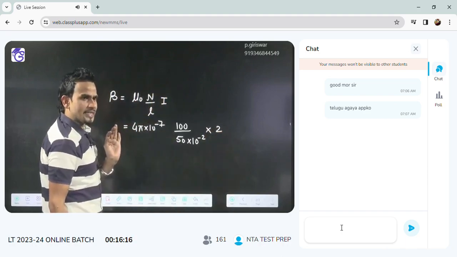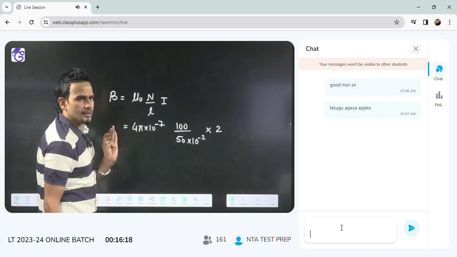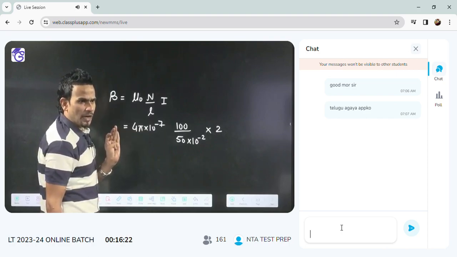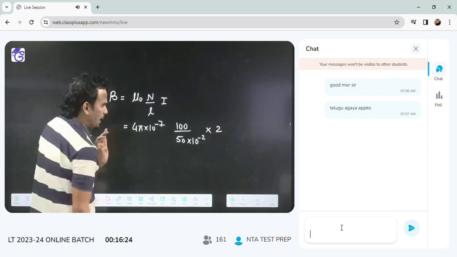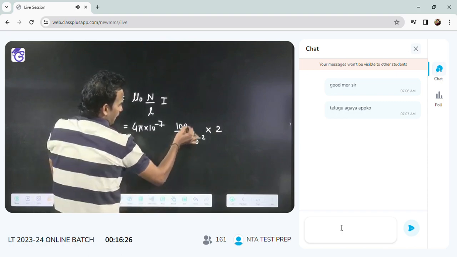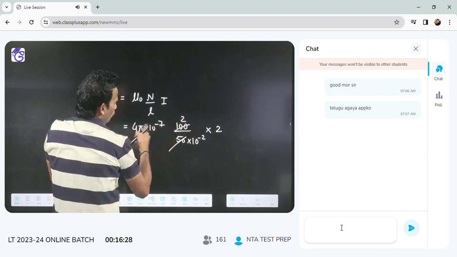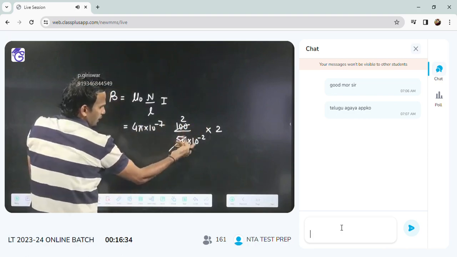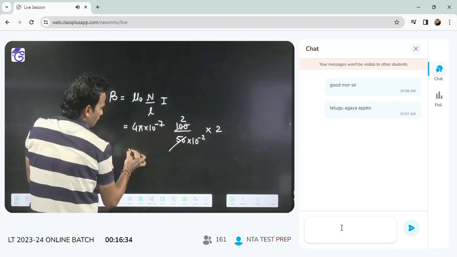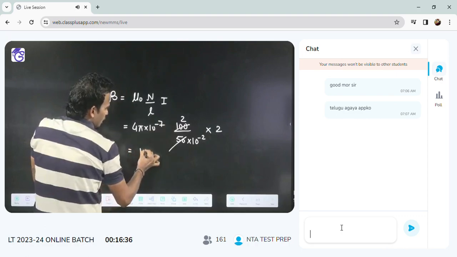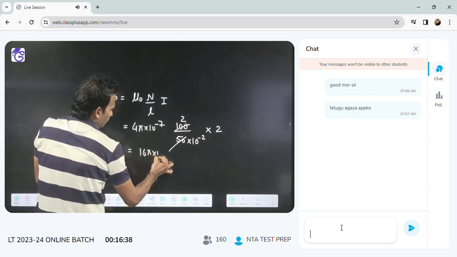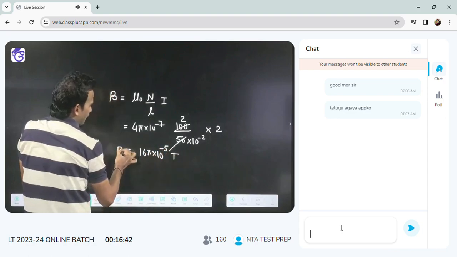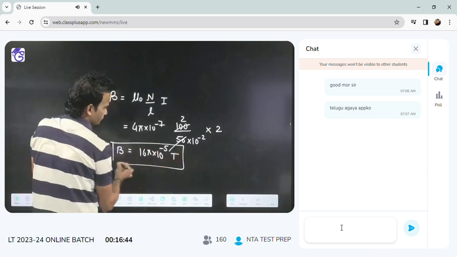Now 16 pi into 10 to the... Tamanna correct, no problem. Pavitra, 16 pi will come. How are people getting 8 pi? Did you forget multiplication? 4 into 2 is 8, 8 into 2 is 16. This 10 to the power minus 2 will go in the numerator. So it will become 16 pi into 10 to the power minus 5 Tesla. This is the value of magnetic field due to this solenoid.